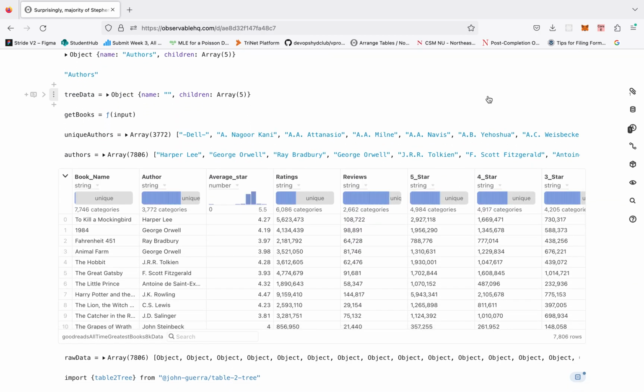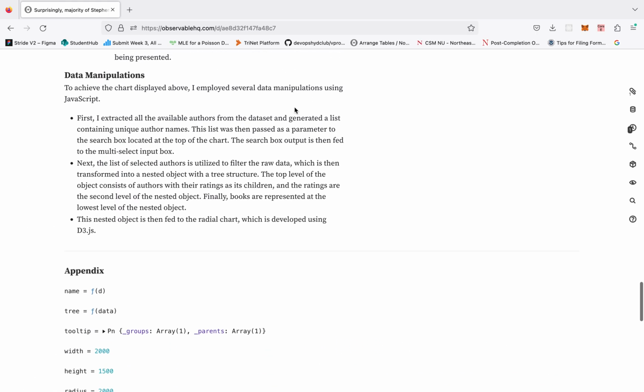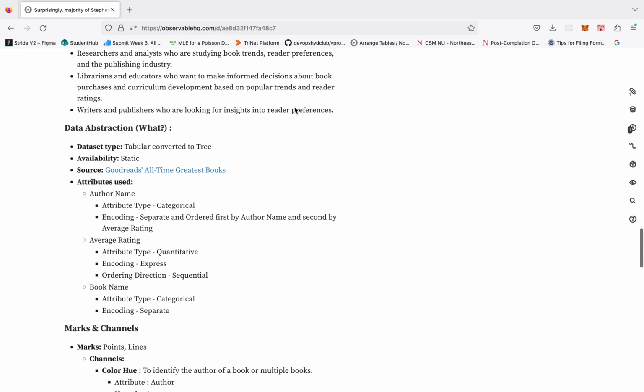Our raw data is an amalgamation of various information about books. That includes their authors, their average stars, the number of ratings, number of reviews, number of 5 stars, number of 4 stars, and so on. I have used 3 columns to come up with the visualization. I have used 2 categorical attributes, namely author name and book name, and 1 quantitative sequential attribute, that is their average rating.